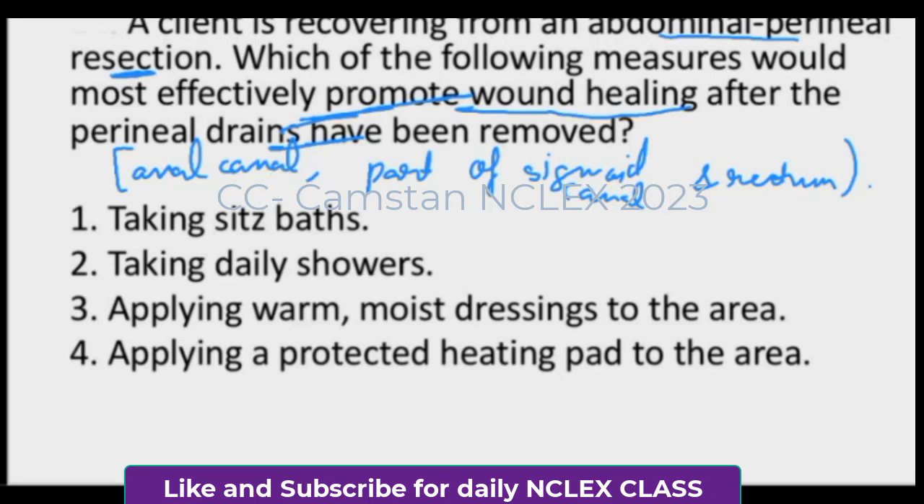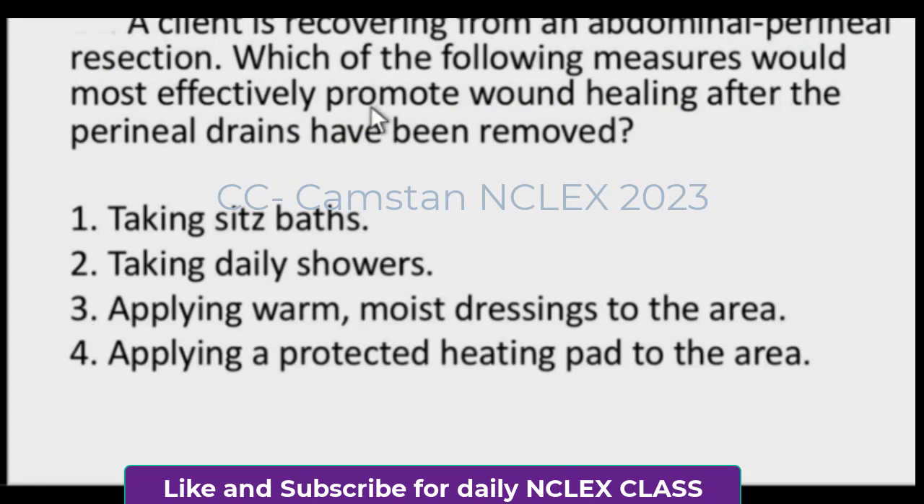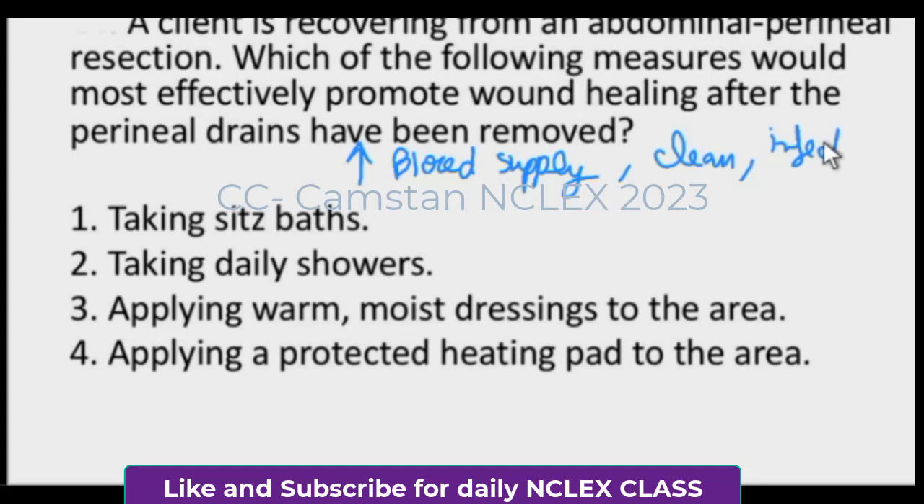But before that, what are the factors which promote wound healing? The blood supply to the wound should be adequate to promote effective wound healing. Next one is keeping the wound clean. Cleanliness of the wound. Keeping the wound infection free, so that proper healing could take place.